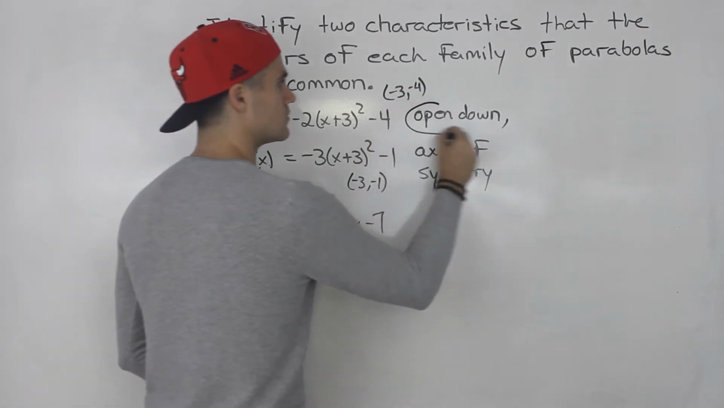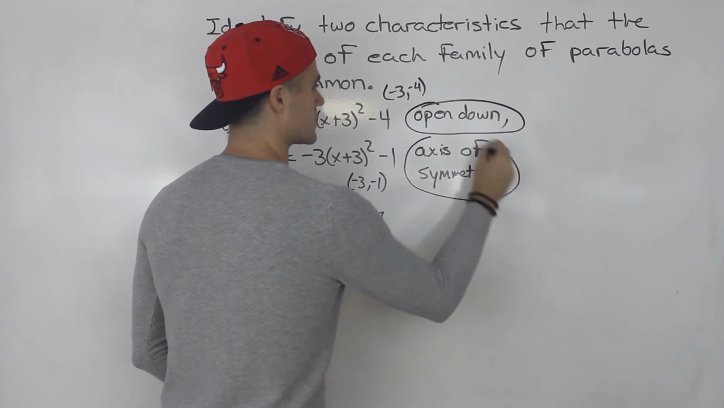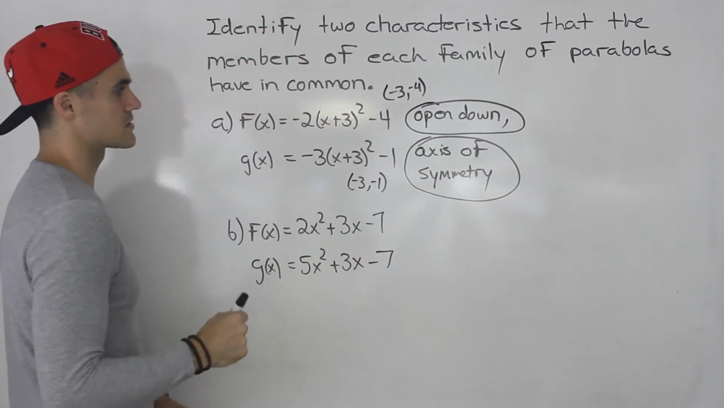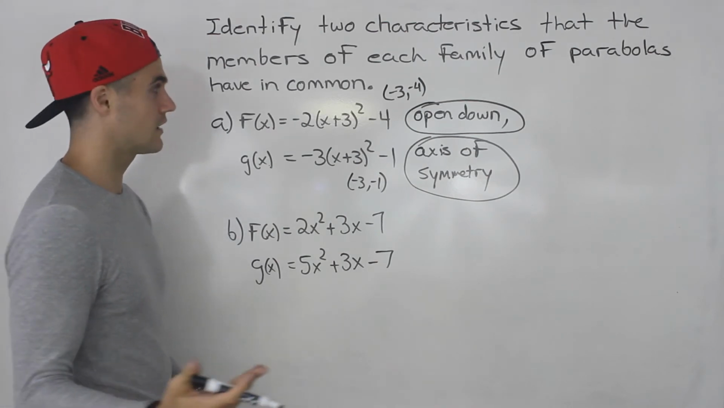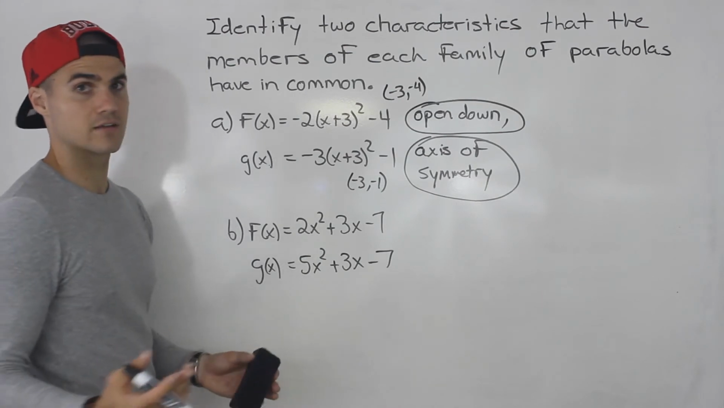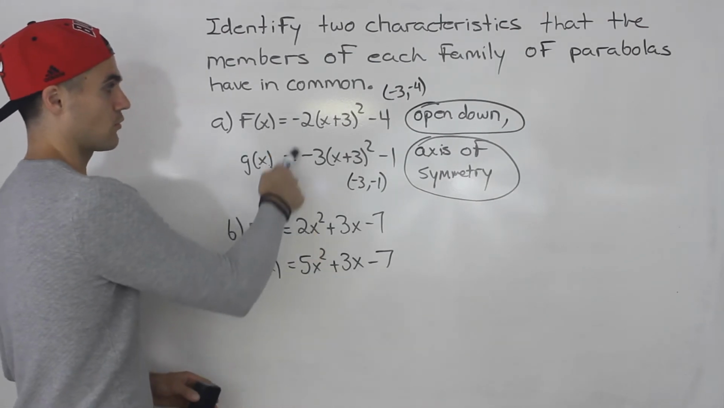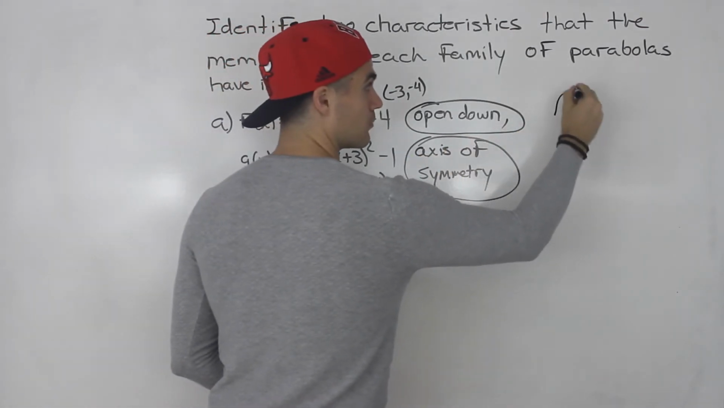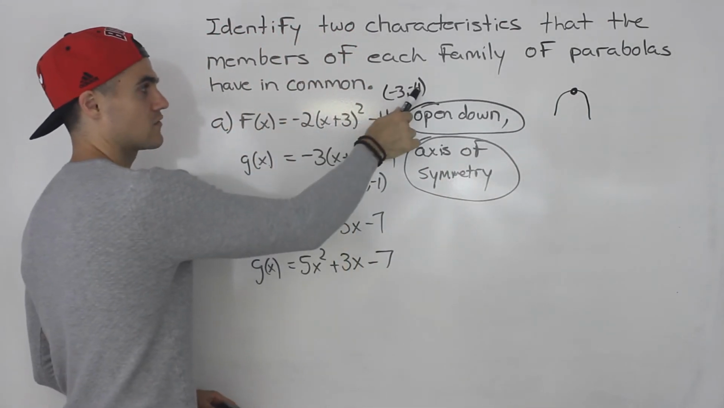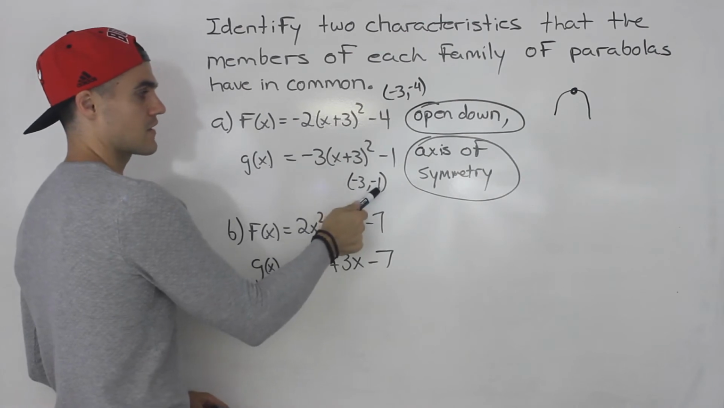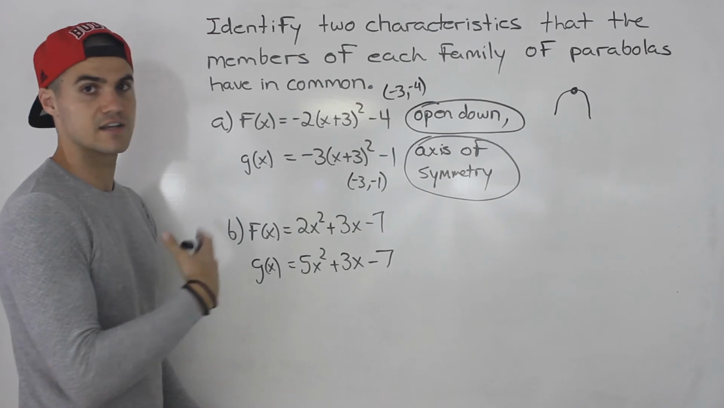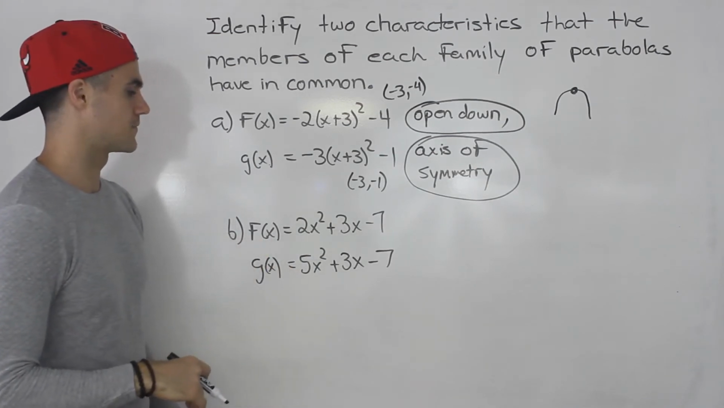So those are two characteristics that are in common between these two parabolas. And if they were asking for a different characteristic, perhaps you could say they have different max values. Because they're both opening down, they're both going to have a max value, which is the y value of the vertex. This one has a max value of negative 4, and this one has a max value of negative 1. Two different max values, so that's a characteristic that is different between those two.